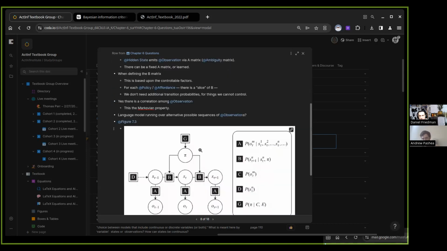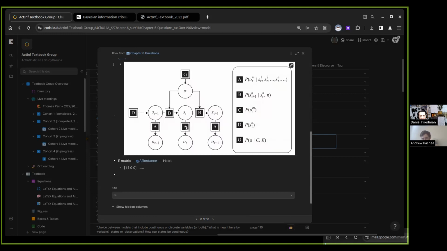What does the next observation depend on? Well, the A matrix is the emission matrix, tale of two densities. It can emit from a hidden state or it can recognize from an observation. So any given observation is only dependent upon the hidden state at that time. And the hidden state at the next time is only dependent upon the transition matrix. The transition matrix has a slice for every action that can be taken. Every policy makes a slice in the B tensor.